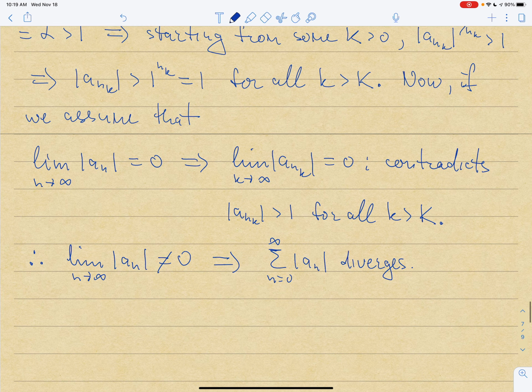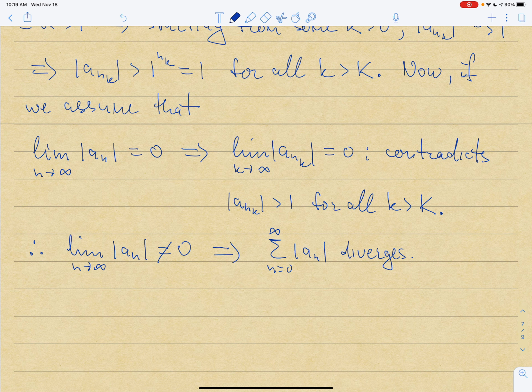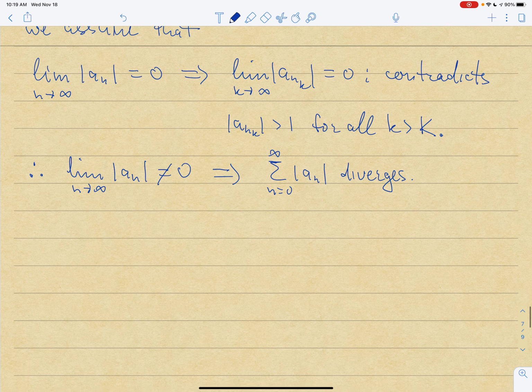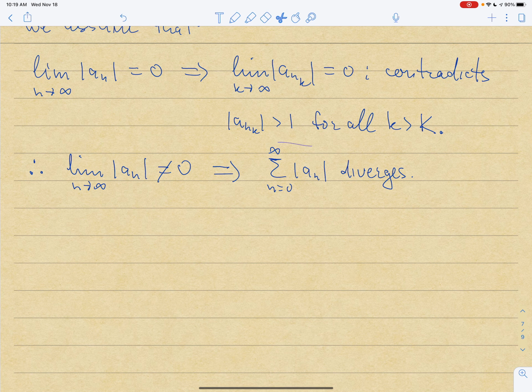Right, and if it diverges, then the series itself cannot converge. In fact, let me rewrite this in a slightly different way. If the limit of the absolute value of an is not equal to 0, then the limit of an itself cannot be equal to 0, right?